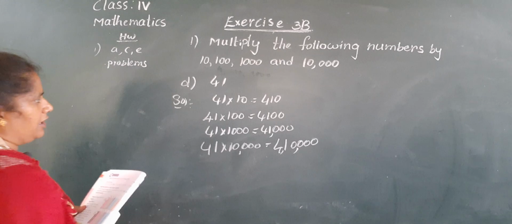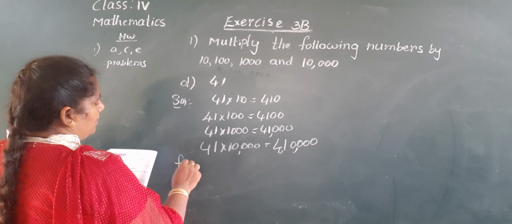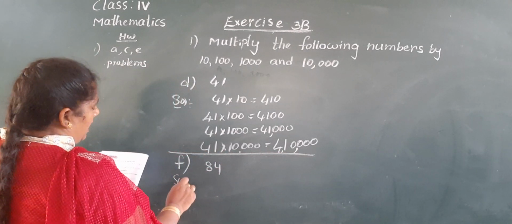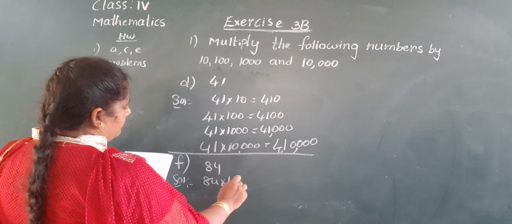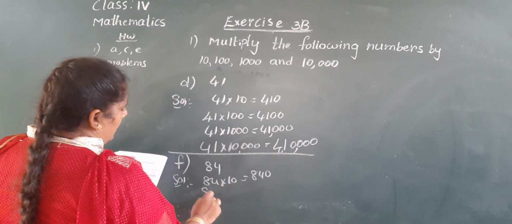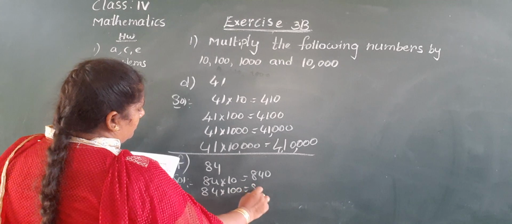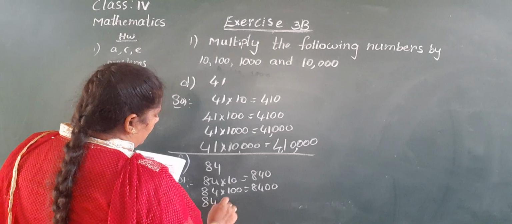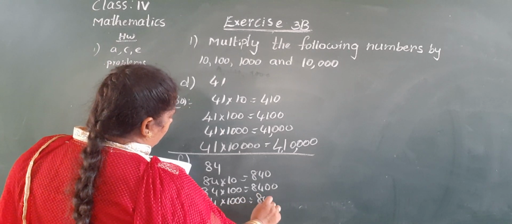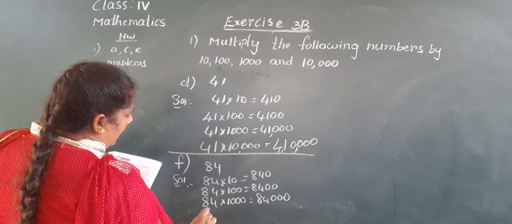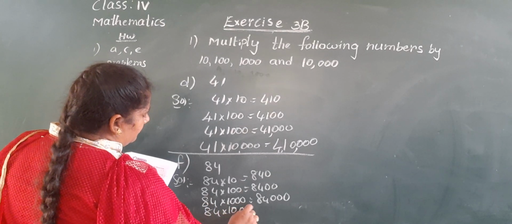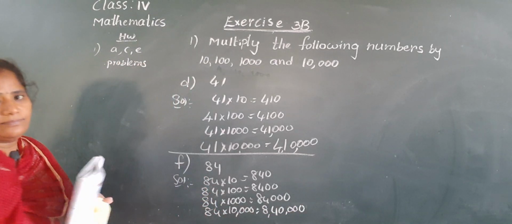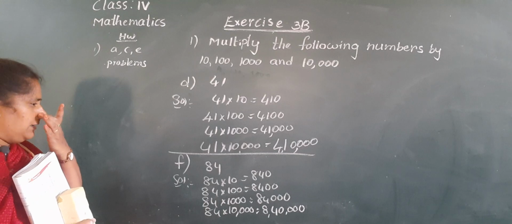Now the same model, F also. F problem, 84. So 84 into 10, 840. 84 into 100, we write 84 and keep 2 zeros, 8,400. 84 into 1000, 3 zeros. 84 into 10,000, it is 8,40,000. Note down in your classwork neatly, children.